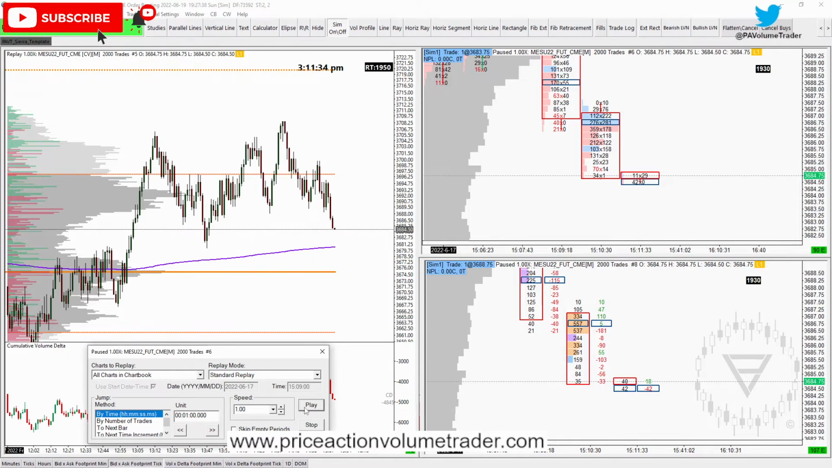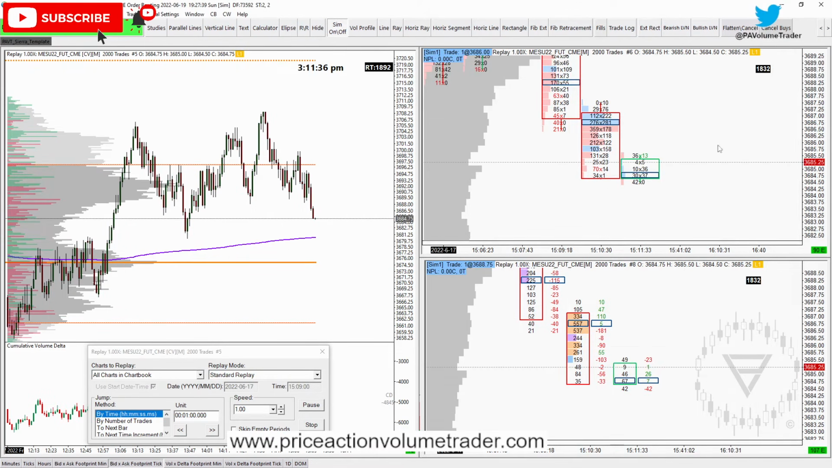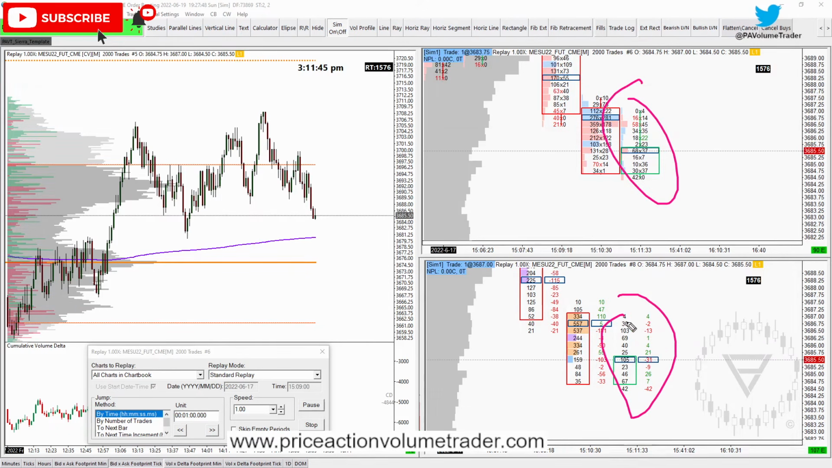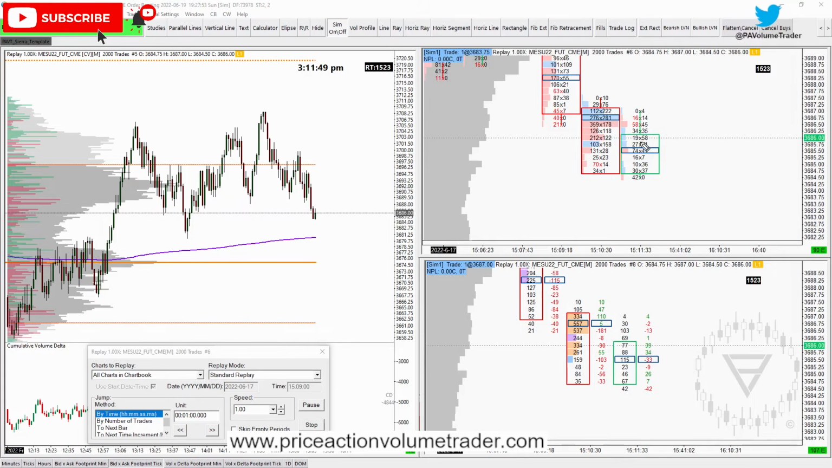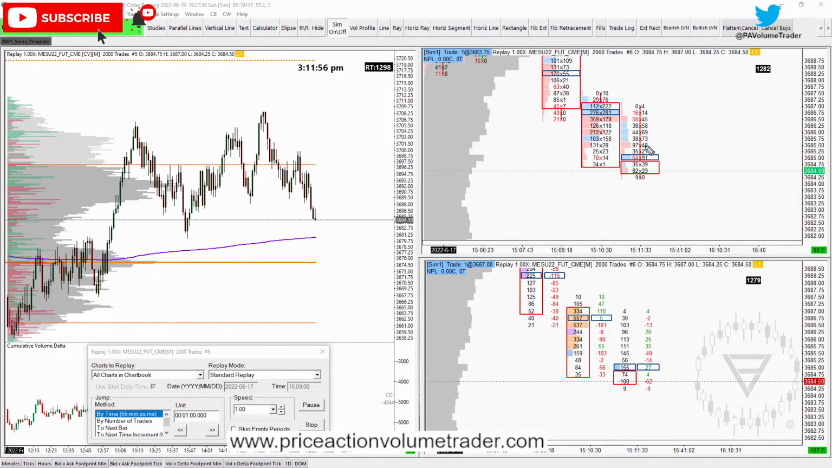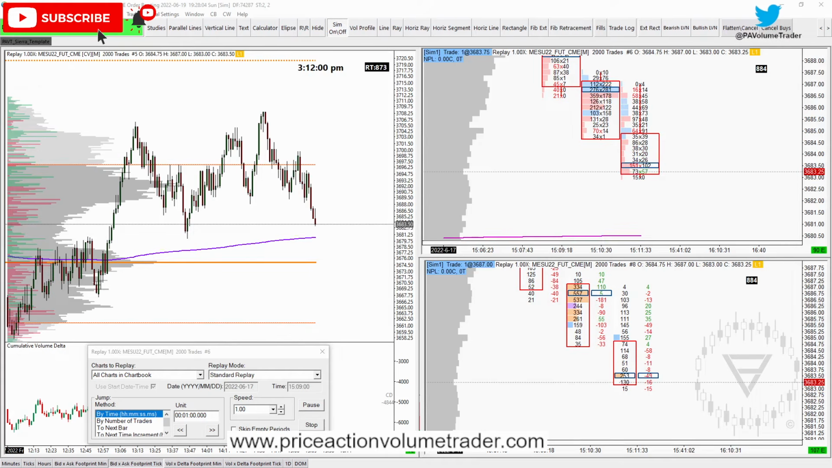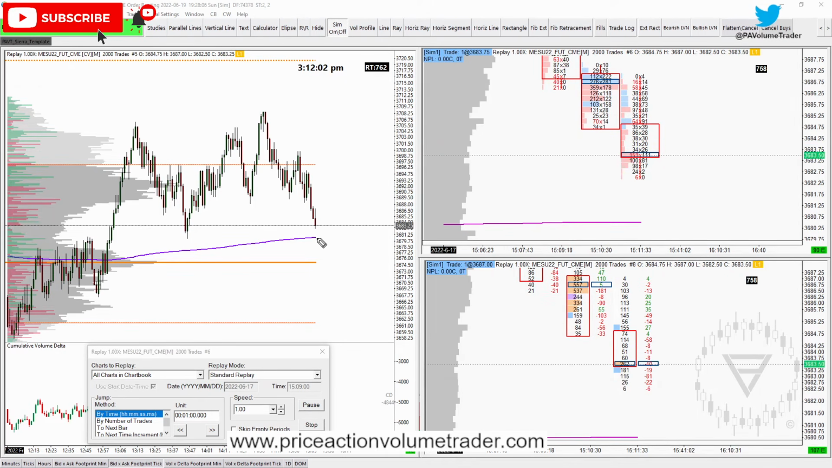So now I'm just going to play this. Charts are moving, and you can see this is a bid and ask footprint, and this is the volume versus delta footprint. All of this is executed trades. You can see we have some selling imbalances forming all over here. You can see the market is coming down very aggressively.